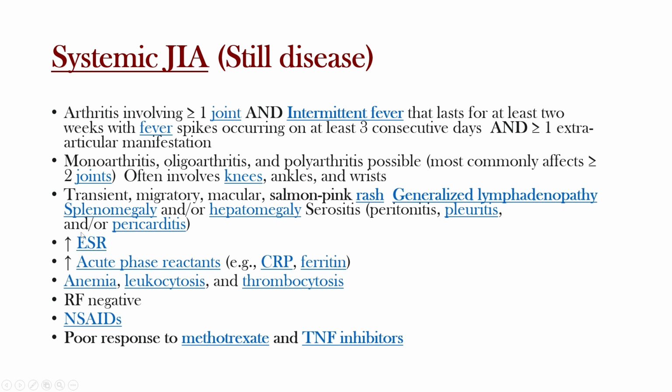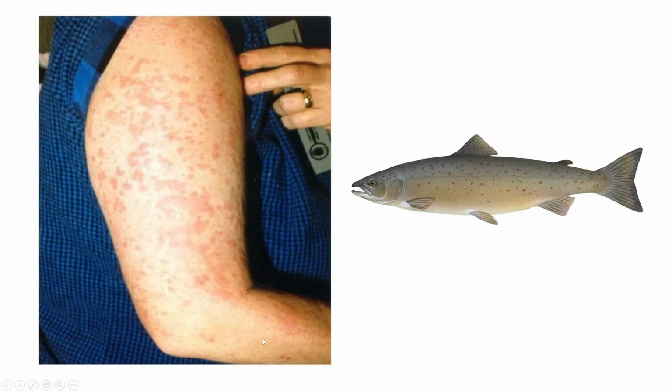For the labs, ESR will be high, and acute phase reactants like CRP and ferritin will be high. Anemia, leukocytosis, and thrombocytosis will be seen. RF will be negative. NSAIDs will be the treatment, and there's a poor response to methotrexate and TNF inhibitors, which are biologic DMARDs.